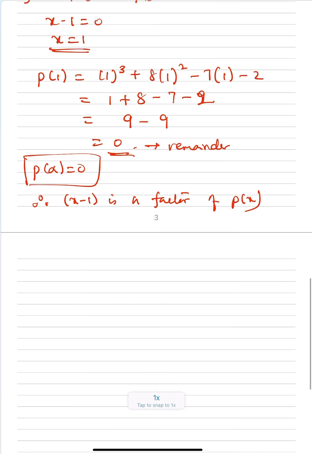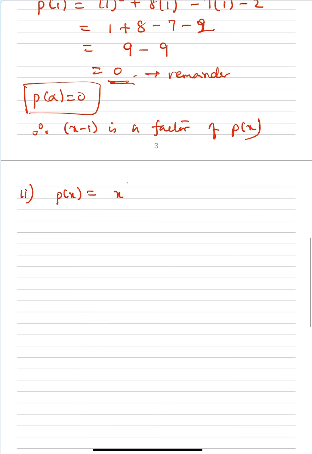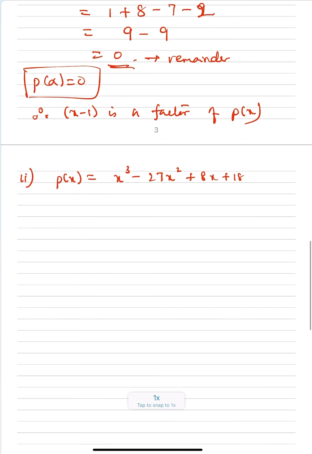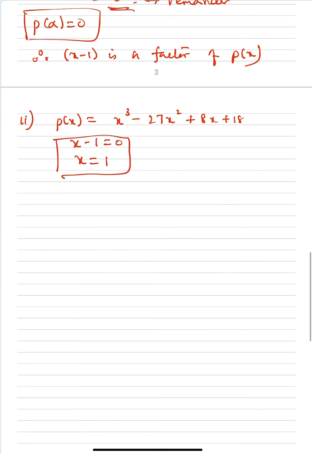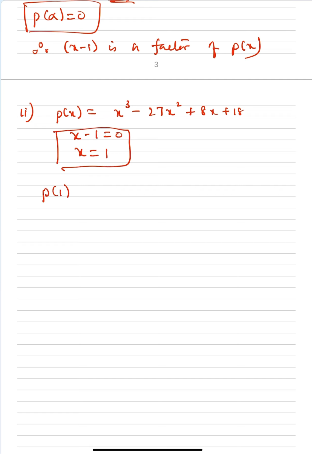Okay. Now let me take the second polynomial, that is p of x is equal to x cube minus 27x square plus 8x plus 18. Now the same thing. That is x minus 1 is equal to 0, x is equal to 1. See, this is just for your understanding. Now let me write p of 1 as 1 cube minus 27 into 1 square plus 8 into 1 plus 18. That is equal to, am I making any mistake here? Sign mistake is there? No.